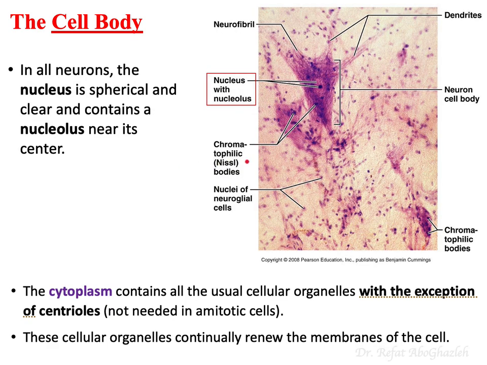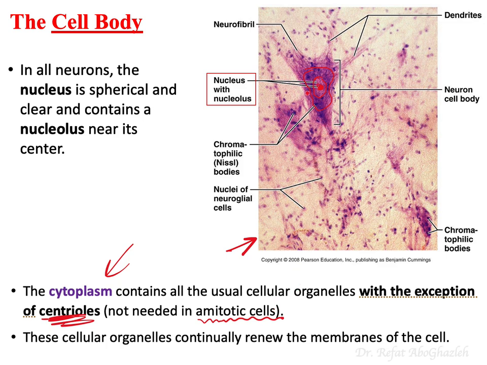Okay, we mentioned that already. Again, you see here the neurons, and I think it's a multipolar neuron, and you can see the nucleus, and inside it you have the nucleolus, right? And as I mentioned earlier, the cytoplasm of the cell body of a neuron contains all the usual cellular organelles with the exception of centrioles, because we know there is no need, right, in this kind of cells which don't have the ability to divide.